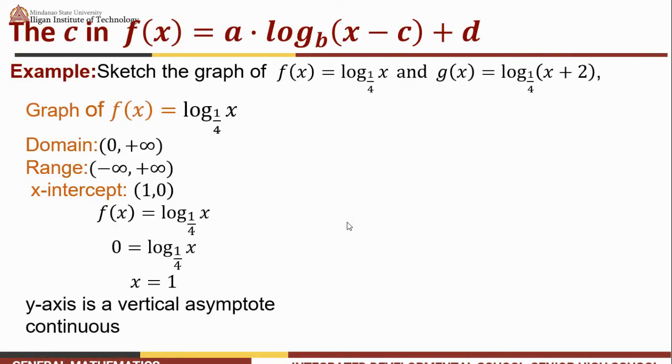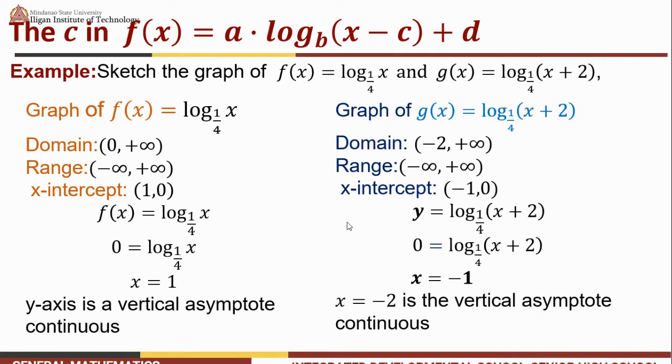So let's have an example. So we have this case. So ang pag-solve ng domain, 0 to positive infinity, yung range ay the set of all real numbers. The x-intercept is just (1, 0), and we have the y-axis as the vertical asymptote. In this case, in the function g, what we have here is x plus 2. Since this is x plus 2, then this is what? 1/4. So therefore, we notice since it is 1/4, increasing, decreasing, this means that we have a decreasing function.